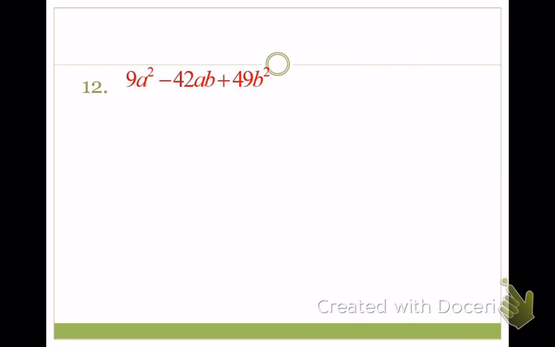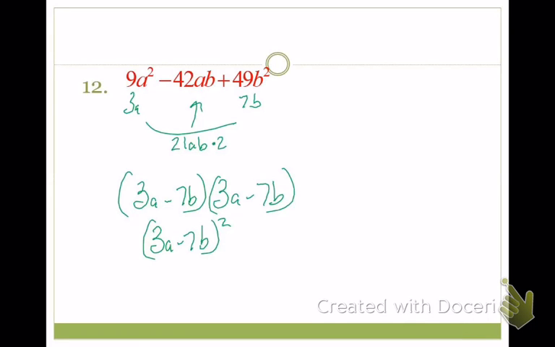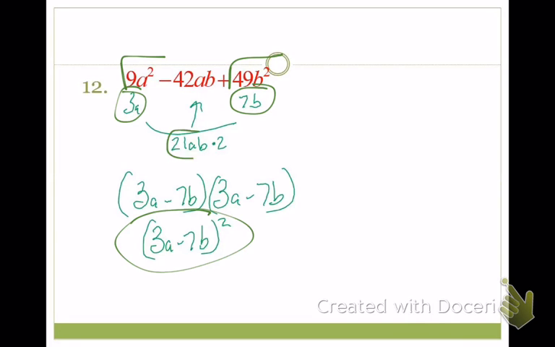Okay? Another one here. It's got a couple of variables in it, but it doesn't matter. It doesn't change the process. So give it a shot. Stop the video. Start it back up and see how you do. And did you get 3a minus 7b squared? Right? The square root of 9a squared is 3a. The square root of 49b squared is 7b. 3a times 7b is 21ab times 2 is 42ab.